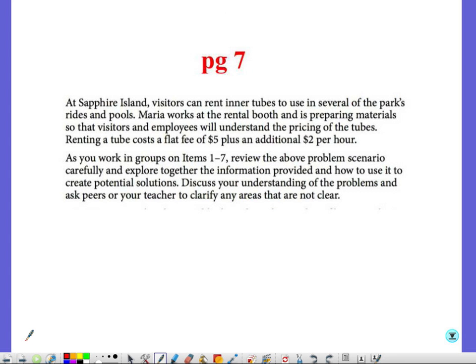Now let's go ahead and begin with the first paragraph of lesson 1-2. And again, always ask yourself what is going on. Understand the detail of the text. So, at Sapphire Island, visitors can rent inner tubes to use in several of the park's rides and pools. Maria works at the rental booth and is preparing materials so that visitors and employees will understand the pricing of the tubes. Renting a tube costs a flat fee of $5 plus an additional $2 per hour.